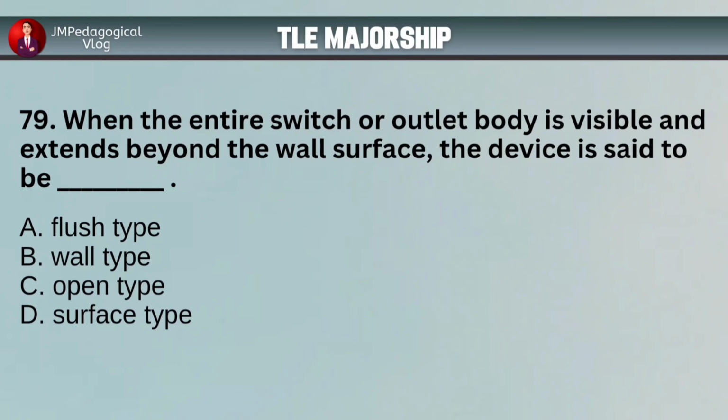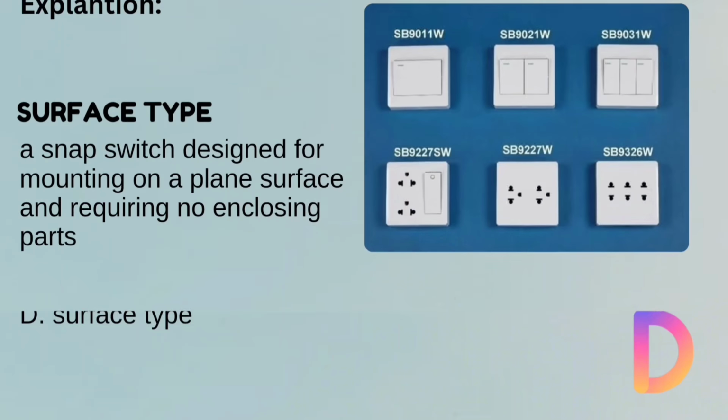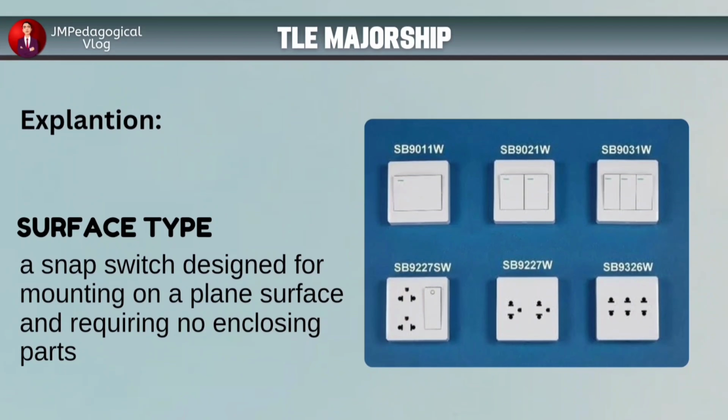79. When the entire switch or outlet body is visible and extends beyond the wall surface, the device is said to be A. Flush type. B. Wall type. C. Open type. D. Surface type. D. Surface type. Explanation. A snap switch designed for mounting on a plane surface and requiring no enclosing parts.